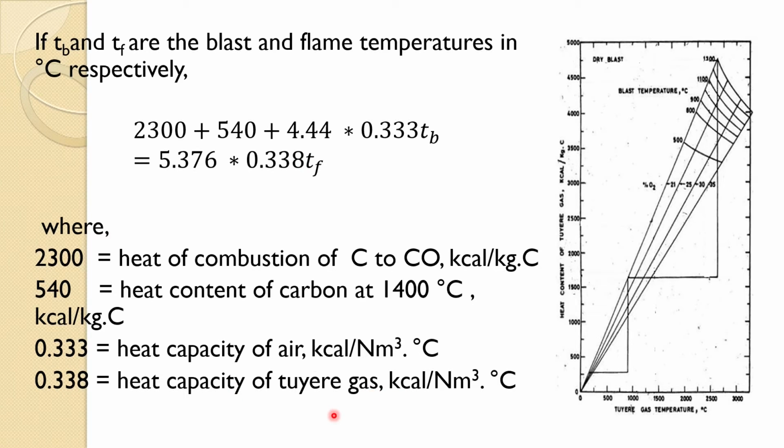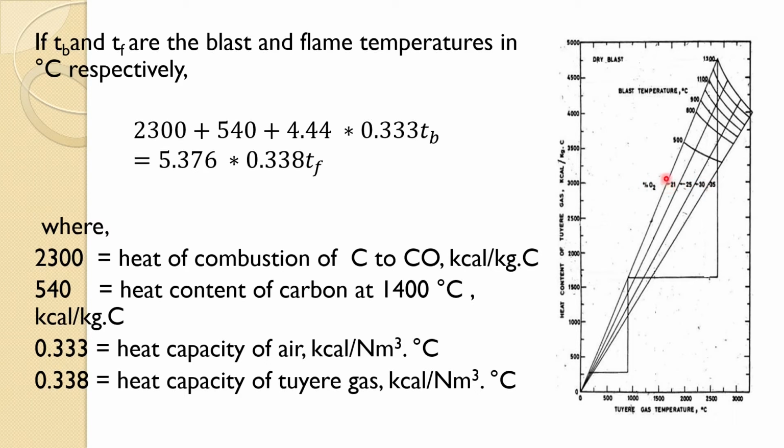And this adjoining figure shows how, if you know the blast temperature, from this you can calculate the flame temperature, or vice versa, if you need a particular flame temperature, you can work out what sort of preheating of the blast is needed. And this adjoining figure is showing the tear gas temperature, which is nothing but the flame temperature, and the blast temperature. So, these are the blast temperature curves, and this is the percentage of oxygen.